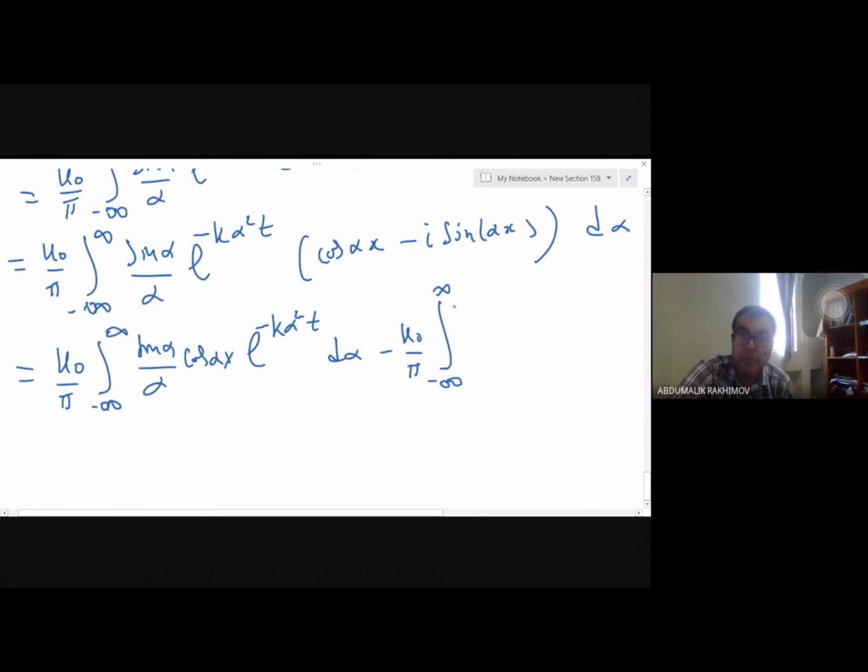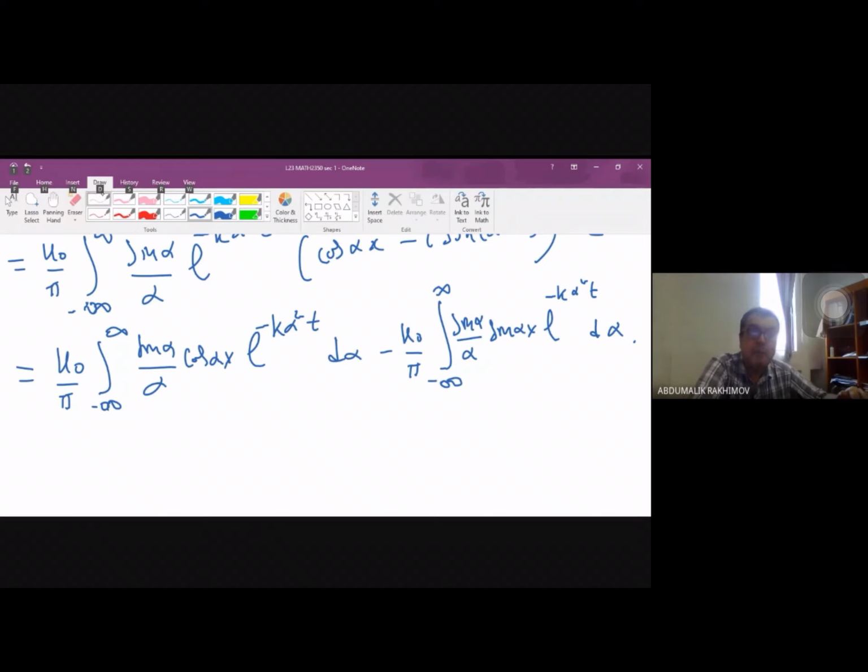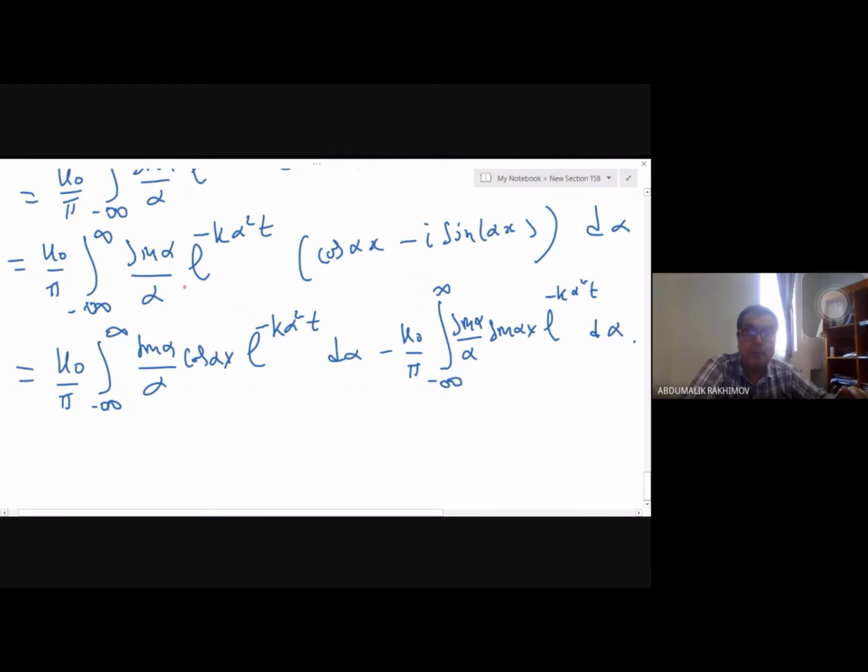Second integral will be sine alpha over alpha, sine alpha x, exponential minus k alpha square t dx, d alpha. Now I will count these functions.